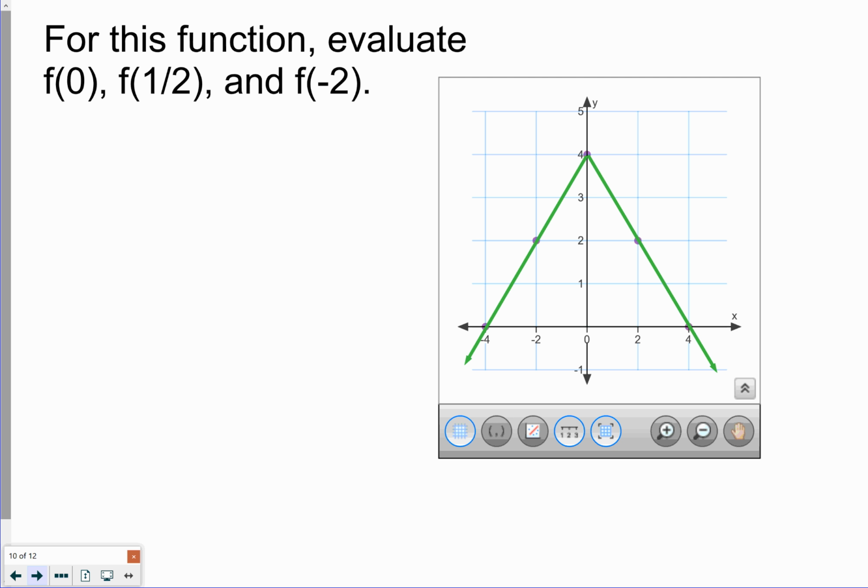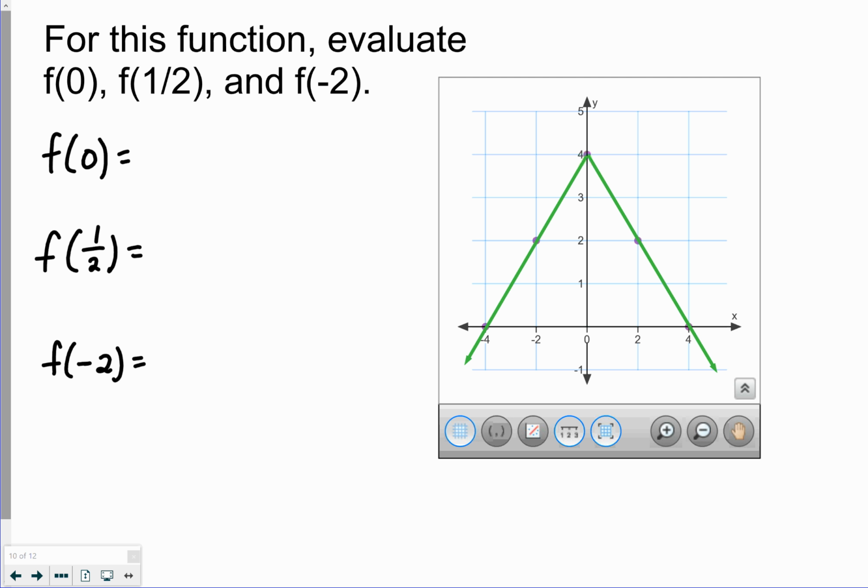This one right here. So here in green is the function. And it says evaluate for f of 0, f of 1/2, and f of -2. Now this is beginning the process of something you're going to have to do in pre-calculus next year, where you're going to have to describe many characteristics of a function. This is one of the basic things to understand in order to do that next year. So pay attention because this is going to come back at the end of my year and then when you get to pre-calc.